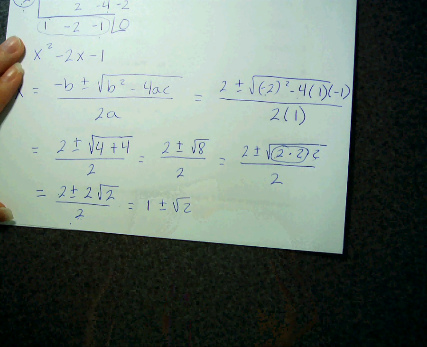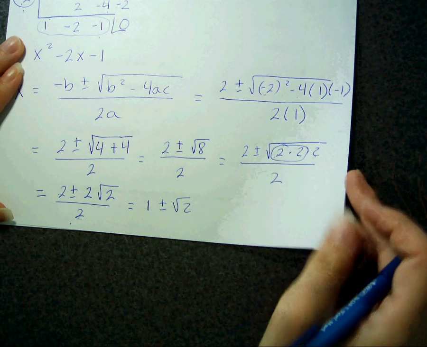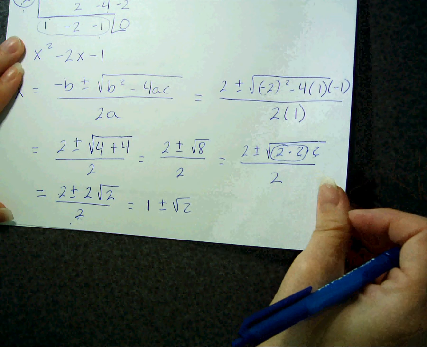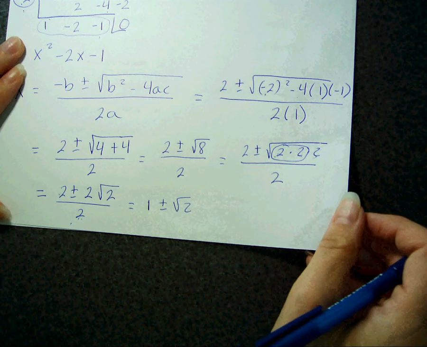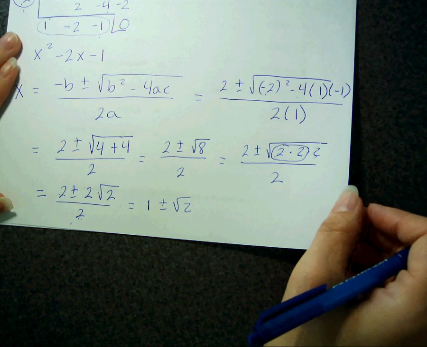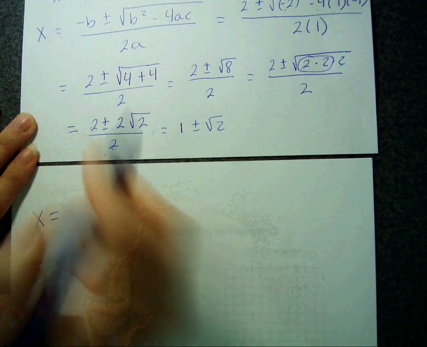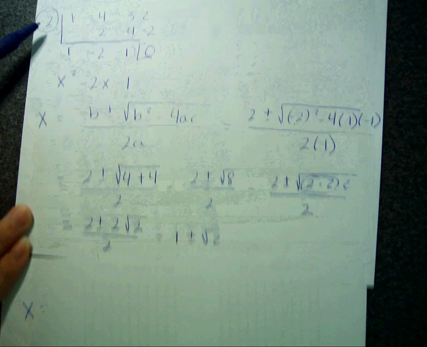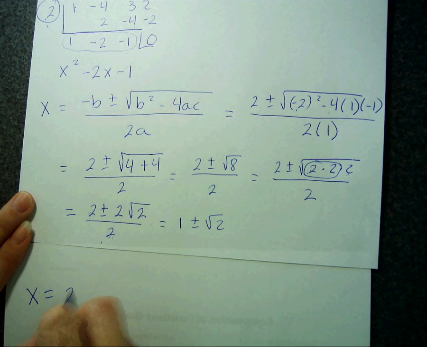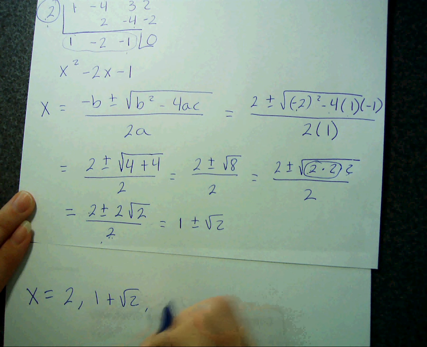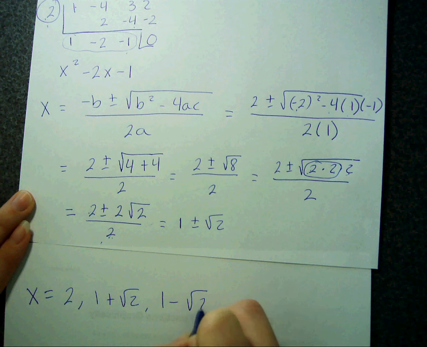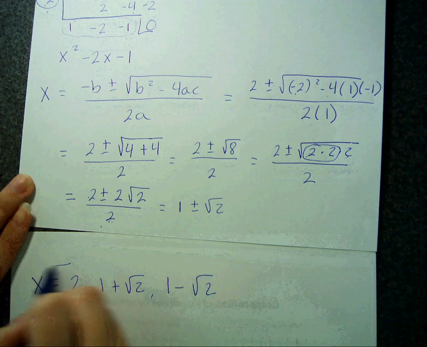And so my final answer, we were wanting to know what all the zeros or roots or x-intercepts of this function were. Put this up here so y'all can see it. I have x equals the original 2 that we found using synthetic division. That's one of my roots. I have 1 plus the square root of 2, and I have 1 minus the square root of 2. All right, so these are my 3 roots.